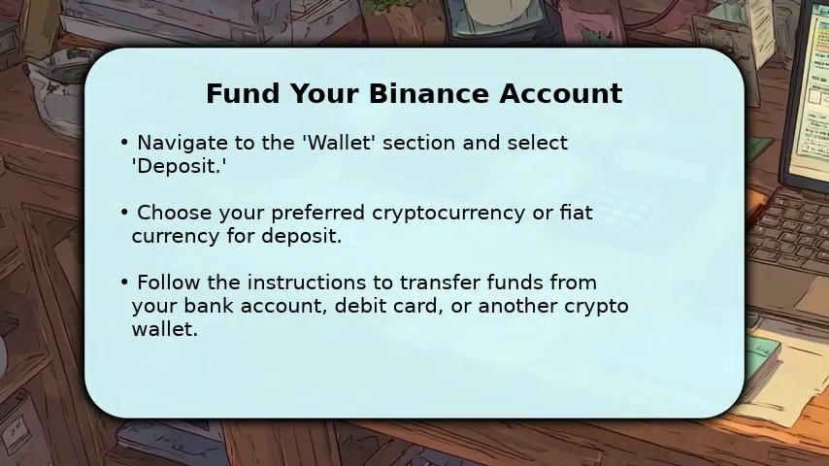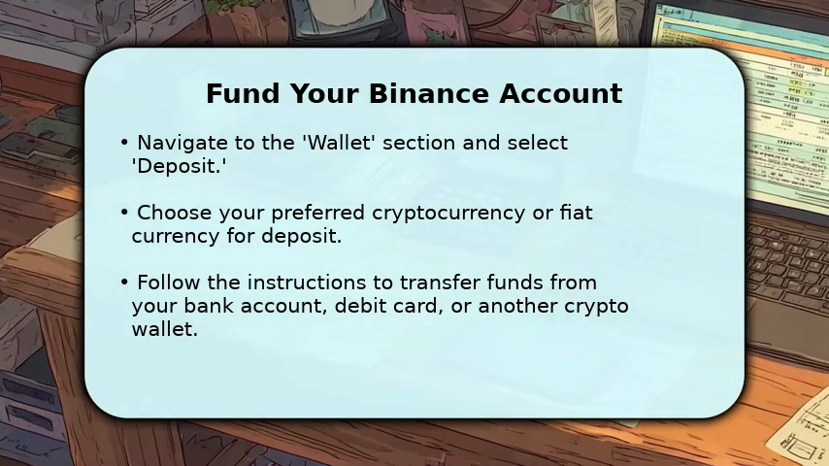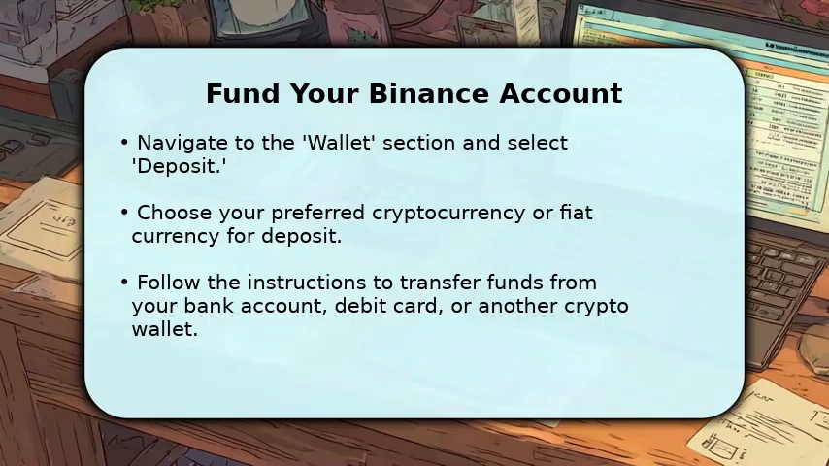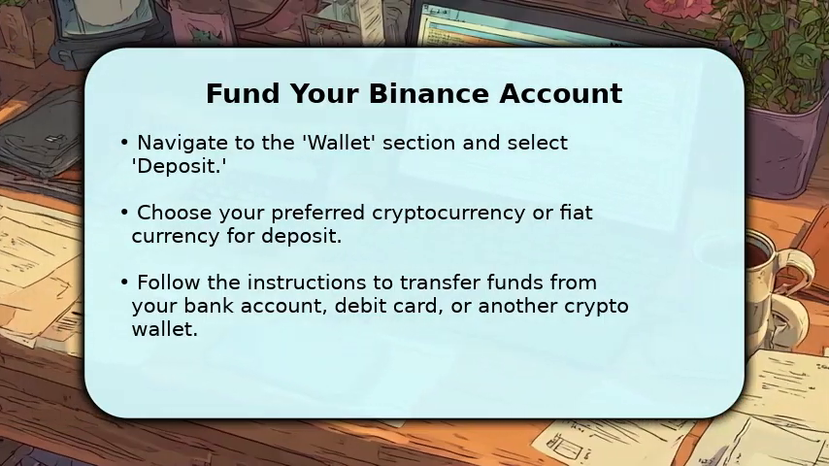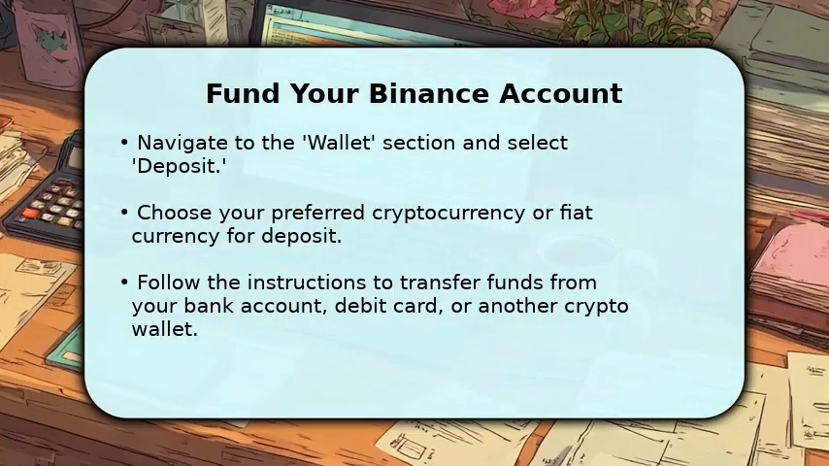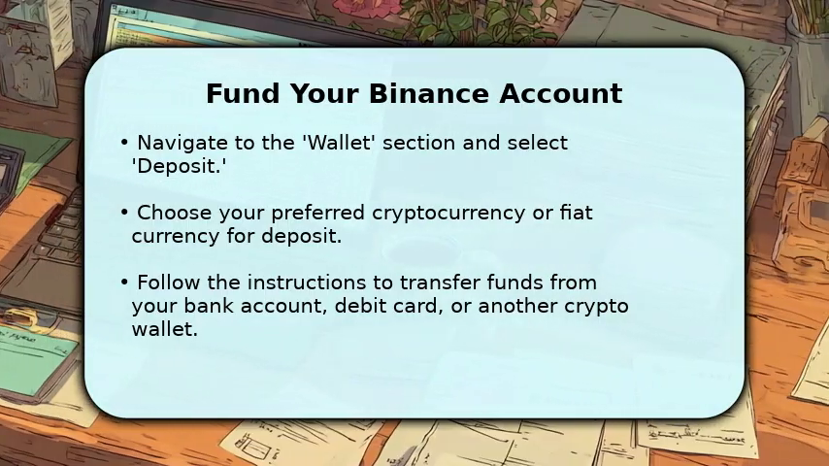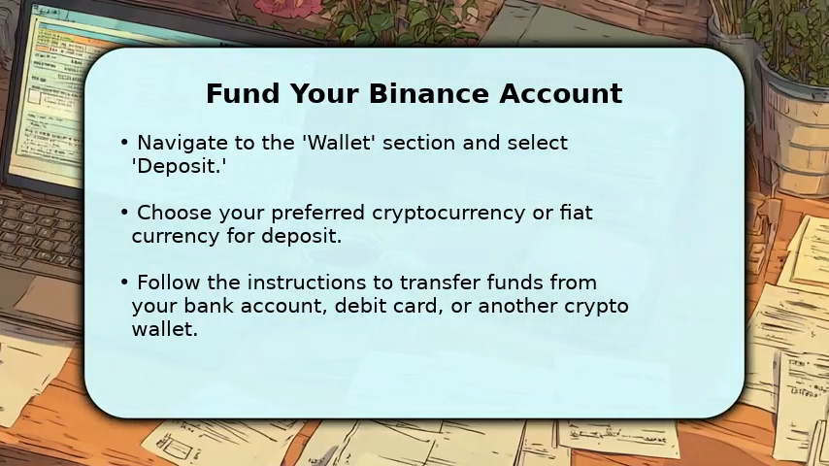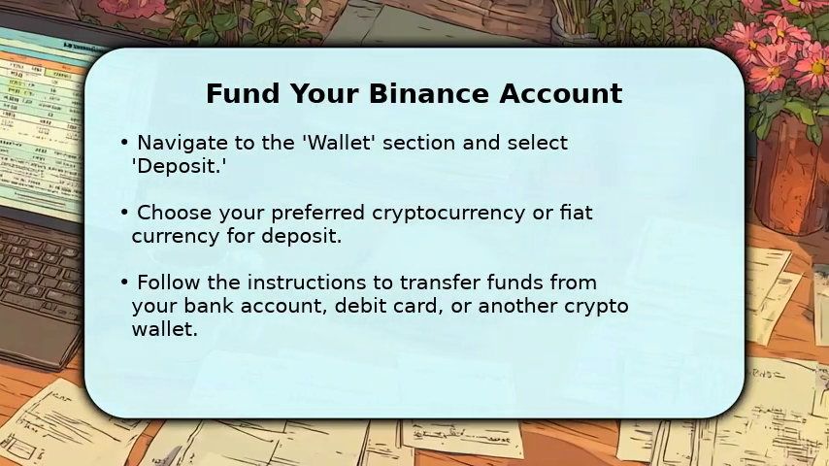With your account secure, it's time to fund it. Navigate to the Wallet section and select Deposit. You can choose to deposit cryptocurrency or fiat currency. Follow the clear instructions to transfer funds from your bank account, debit card, or another crypto wallet. For cryptocurrency deposits, always double-check that you are using the correct deposit address and network to prevent any loss of funds. You are now ready to trade.